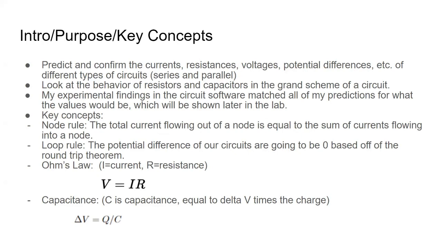And my key concepts are the node rule, which is that the total current flowing out of a node is equal to the sum of currents flowing into a node, and the loop rule, which just says the potential difference of a circuit is going to be zero with a static electric circuit, based off of the round-trip theorem. And then Ohm's law just states that voltage is equal to current times resistance, and capacitance, being C in the denominator of this equation, delta V, the potential difference, is going to be equal to the charge divided by capacitance.